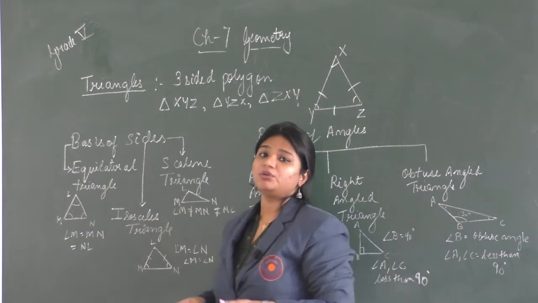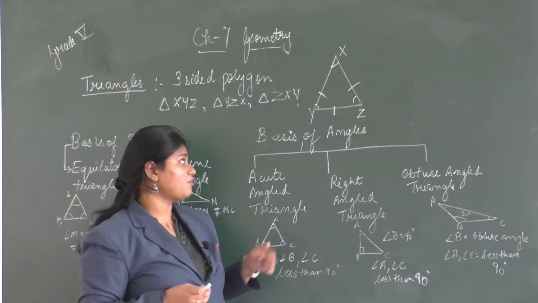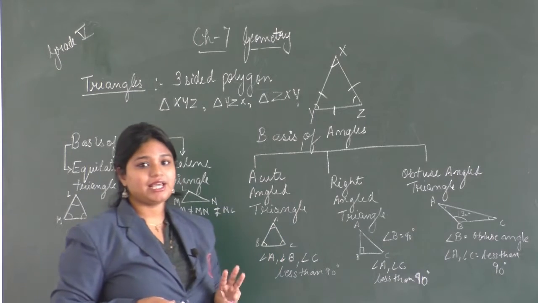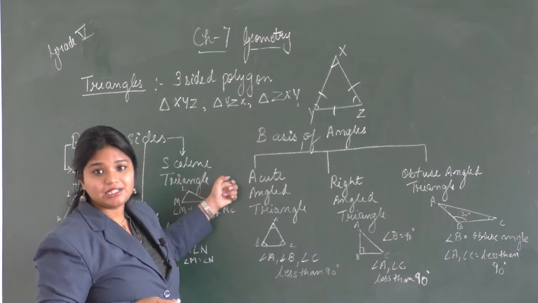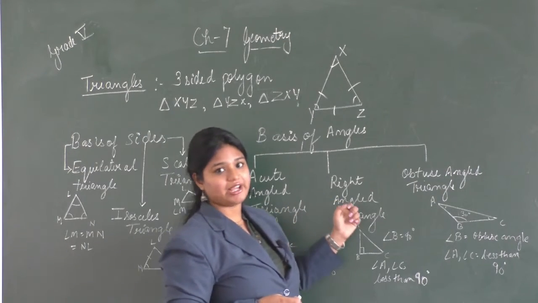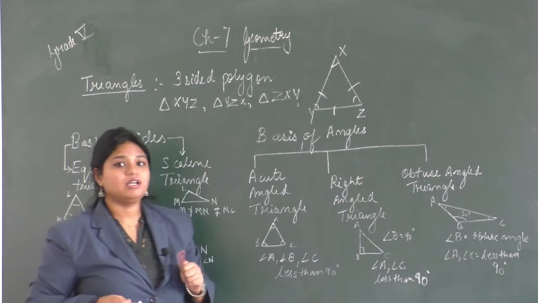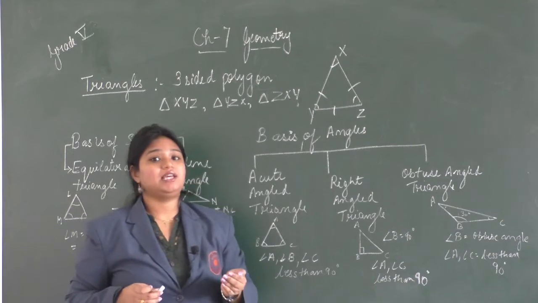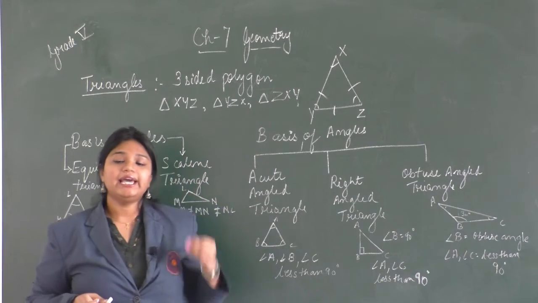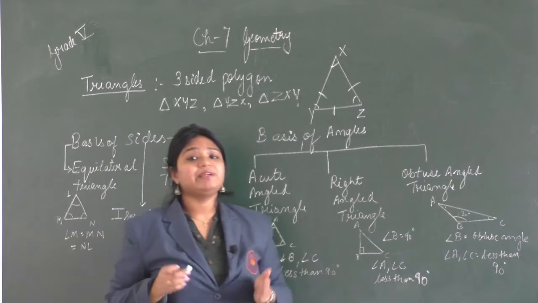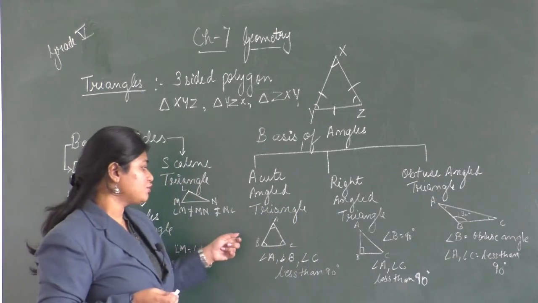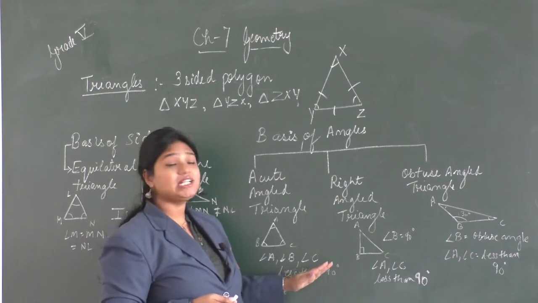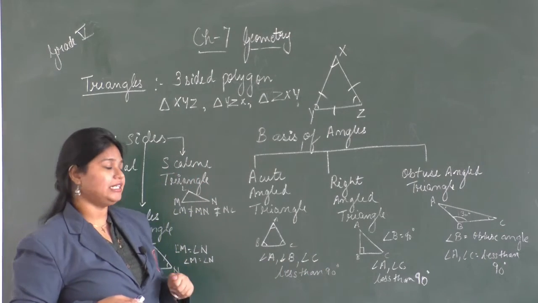Now let's talk about the triangles on the basis of their angles. So under this classification we have three types of triangles: acute angle triangle, right angle triangle and obtuse angle triangle. Now acute angle triangle, the name itself explains that all the angles will be acute angles. That means they will be less than 90 degrees. So here in triangle ABC, angle A, angle B and angle C will be less than 90 degree.